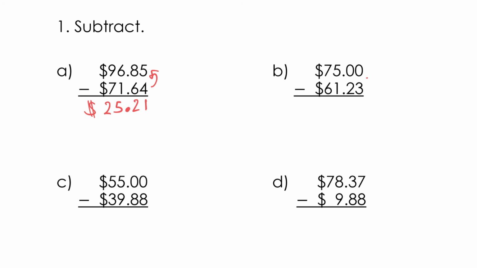So now for this one here, we have $75. Let's change it to $74.99. Minus 61.23. 6, 7, 3, 1. Then add the 1 penny at the end.